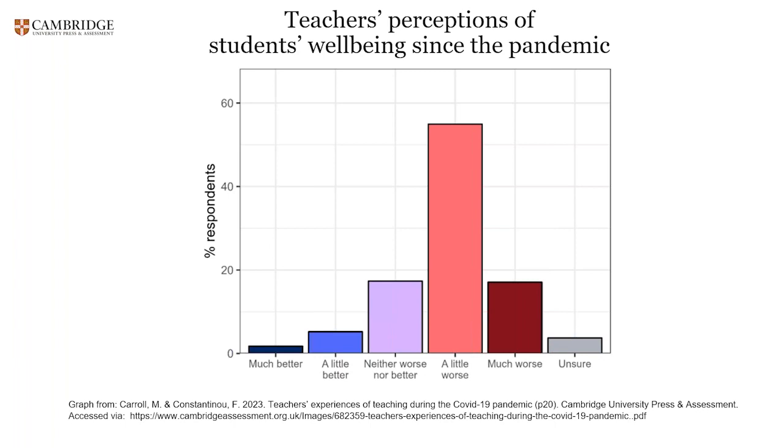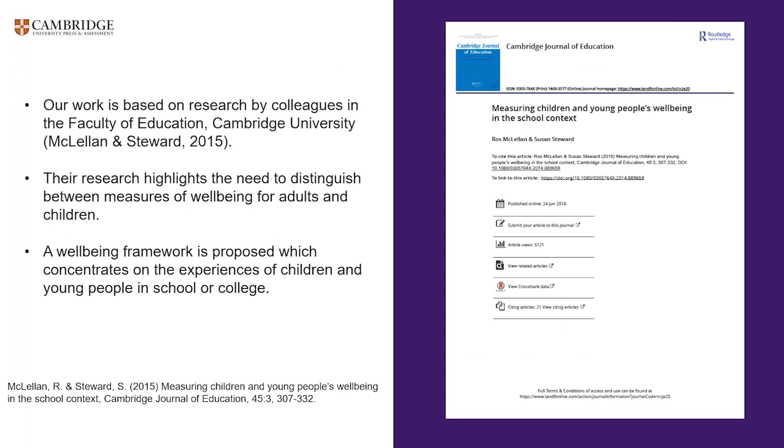So in Cambridge, we thought about what we can do to support children and young people, particularly in the context of school. And we had a study that we've looked at here, and you can look at it too, by Ros McClellan and Susan Stewart from the Faculty of Education, and they look at well-being in the context of school or college, because there are quite a lot of well-being studies out there, but not all of them are focused solely on school or college life.